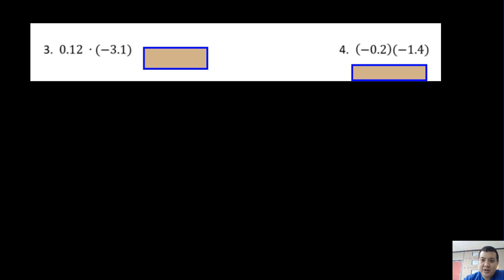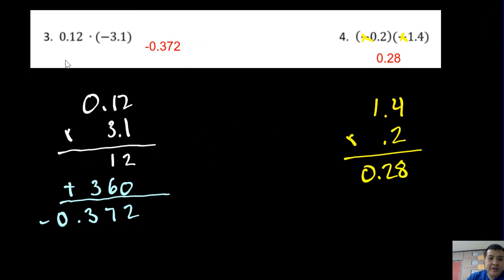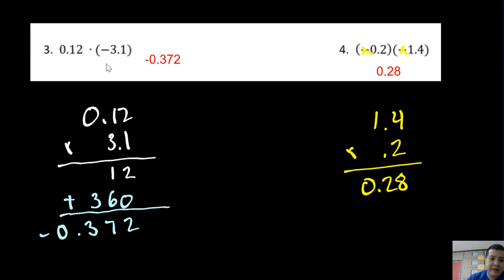Go ahead and try these two out on your own. What you should have found is that this first one, number 3, has an answer of negative 0.372. And for number 4, you should have found that it should have an answer of 0.28.